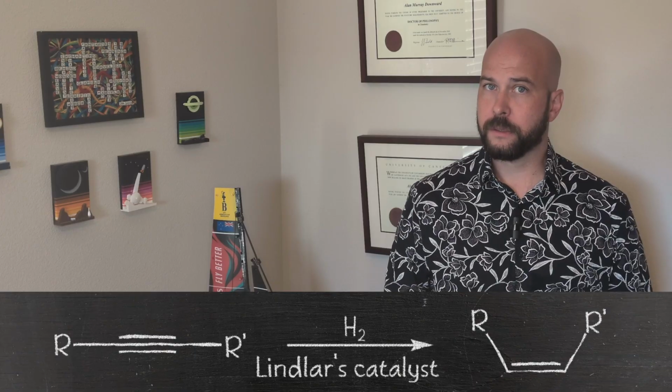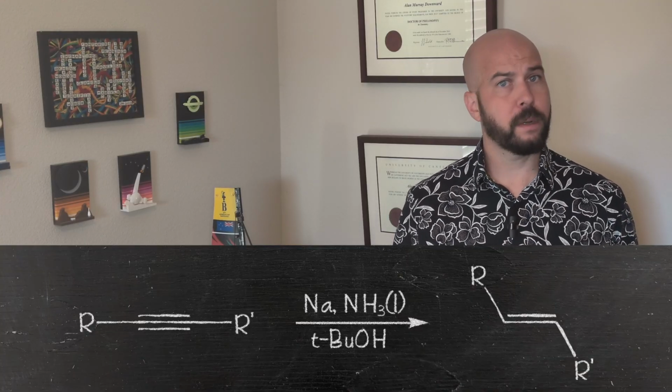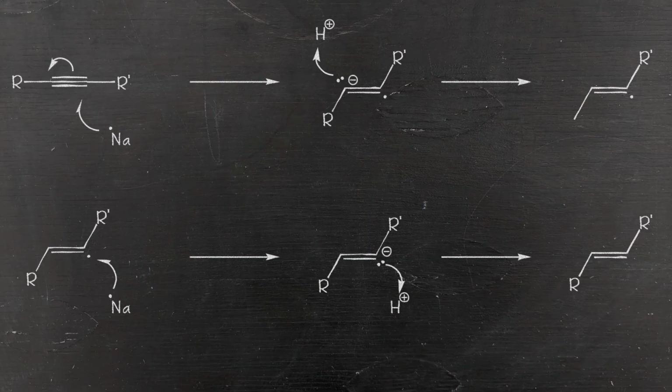And this is because before the alkyne can be reduced, it needs to adsorb onto the surface of the catalyst, as explained in this video here. But what if we want the E isomer instead? Well, in that case, we could use sodium dissolved in liquid ammonia. The sodium deposits its lone valence electron into the pi star orbital of our triple bond, breaking it, giving us a double bond, a radical, and a carbanion.